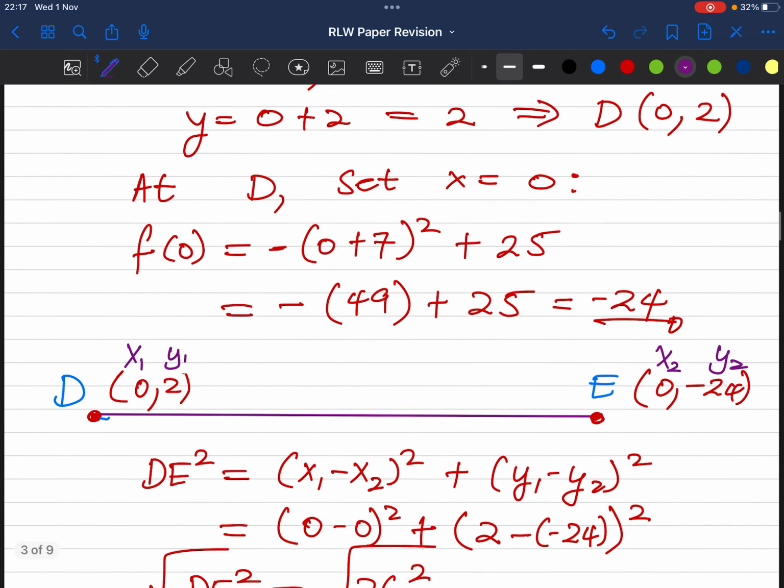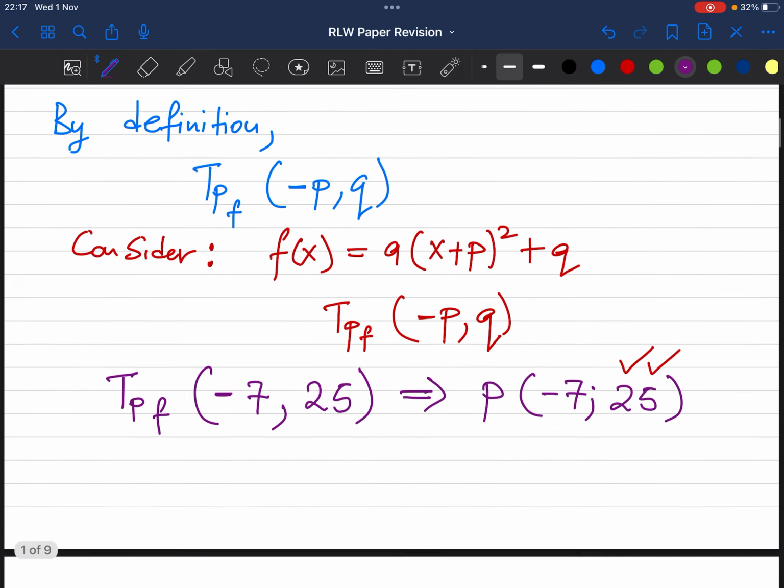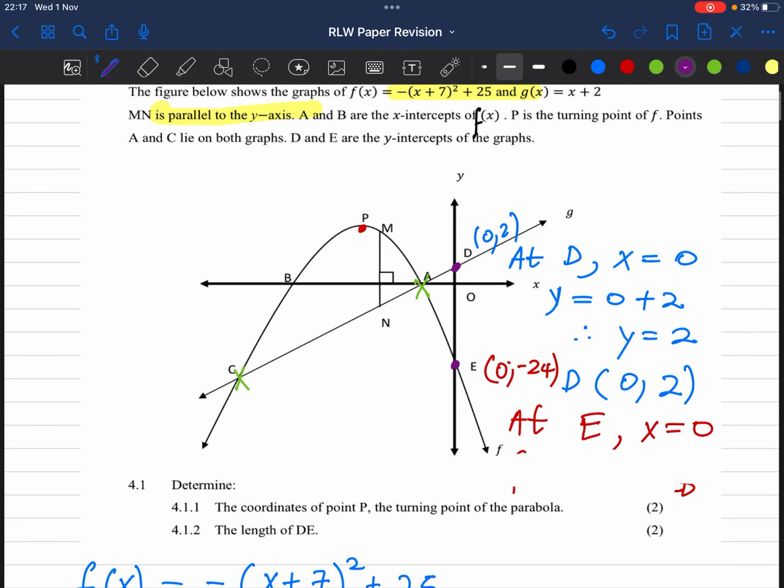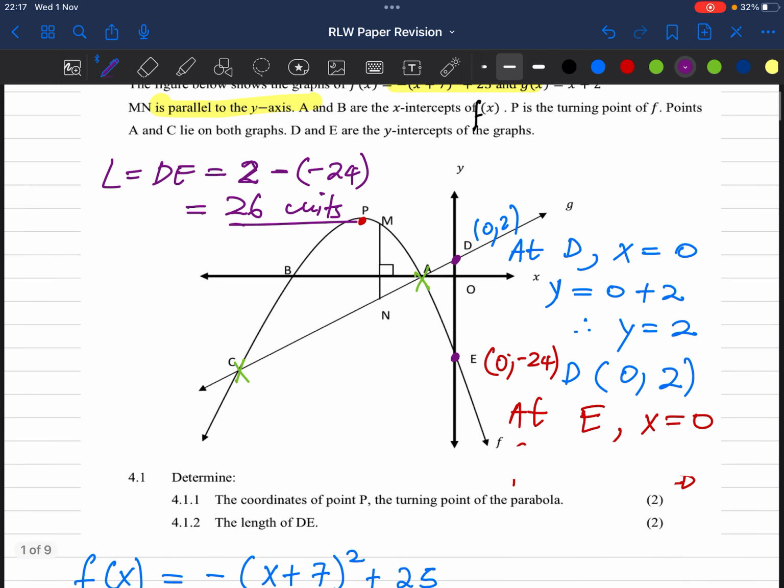Now, for this case, we see that here we have 2, there we have 24. So which one is your above function? We want to find the length of DE. Let's say length equals DE. It is just the above function, that point. So it's 2 minus the below function, which is 24. So your answer is 26 units using that definition. Your answer is just 26 units.